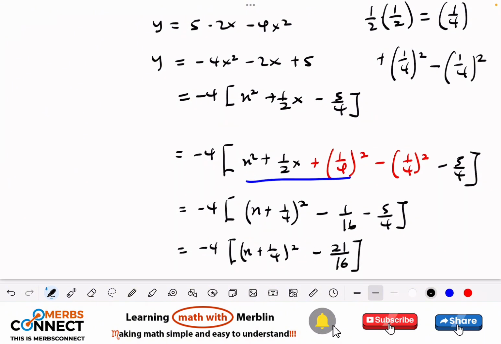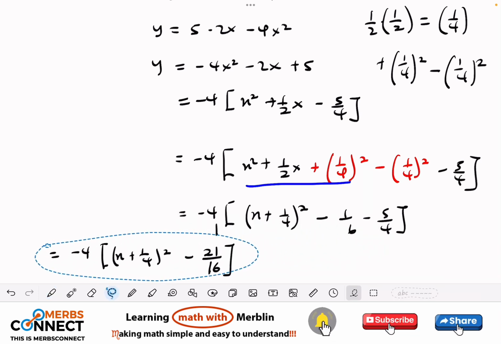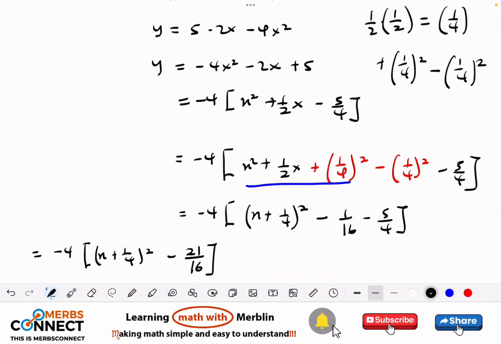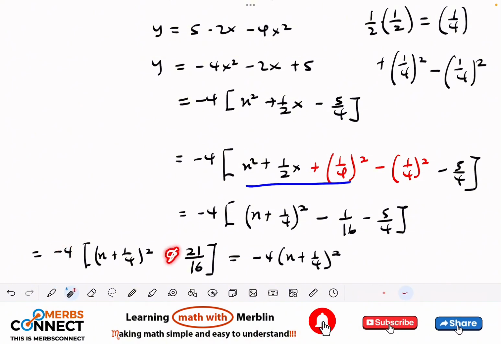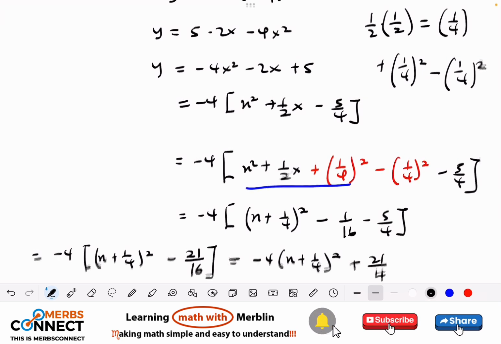So my last step, let me shift this once more. My last step from here is that I need to multiply through by minus 4 because I'm done with the simplification. So I'm going to have minus 4 times x plus 1 over 4 squared. Then when I multiply by the minus 4, this minus will be positive and the 4 will cancel here. So I'm going to have plus 21 divided by 4. So that's what I'm going to get for my last step.